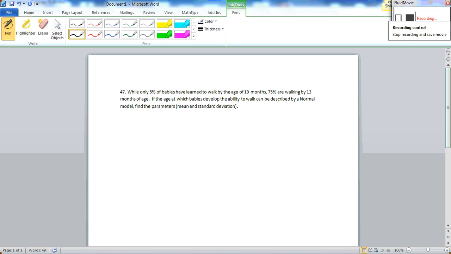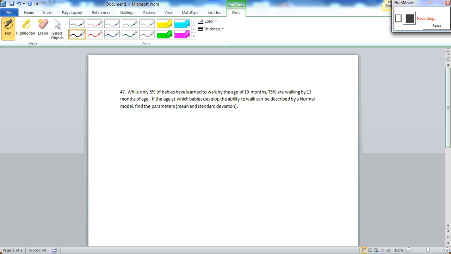Alright, I wanted to post a solution for question 47 because the answer in the back of the book does not match up with this question. It says that while only 5% of babies have learned to walk by the age of 10 months, 75% are walking by 13 months of age. If the age at which babies develop the ability to walk can be described by a normal model, they want us to find the parameters.